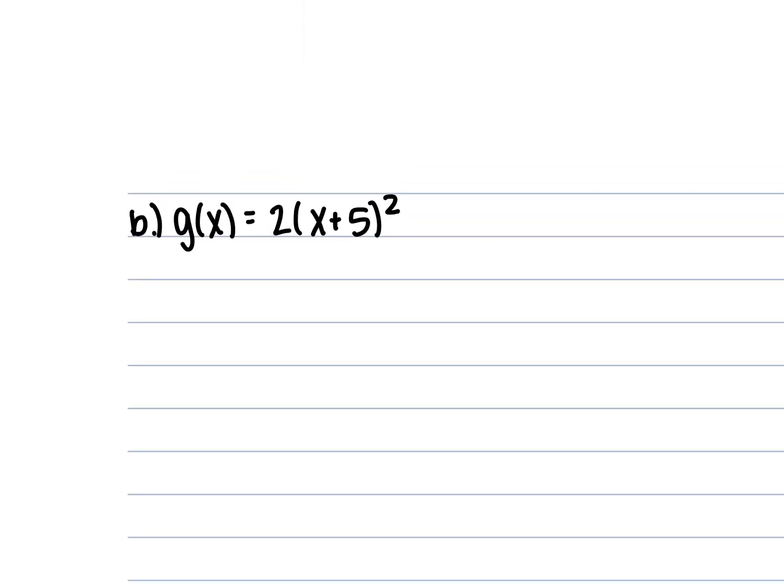Letter B. Okay, A value is 2, and that's positive, so it's going to look like this. But what kind of transformation is the 2 having? Vertical stretch by 2.